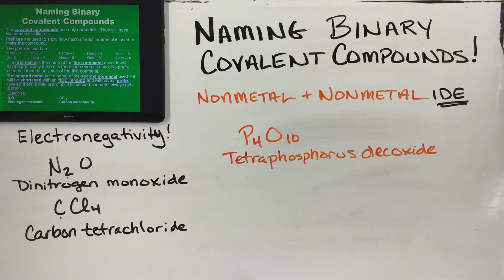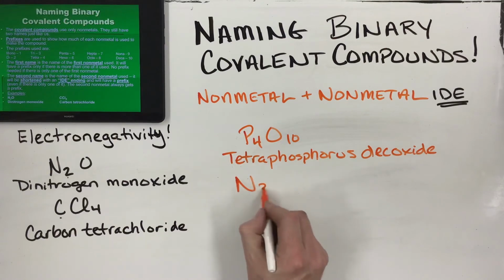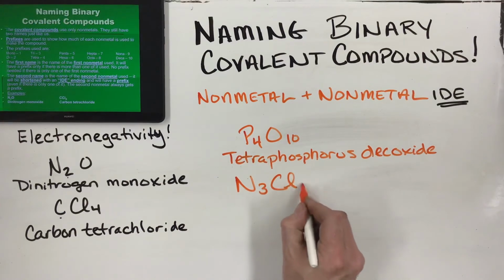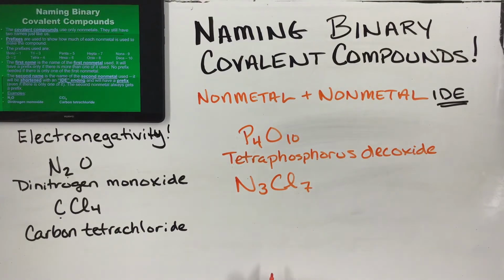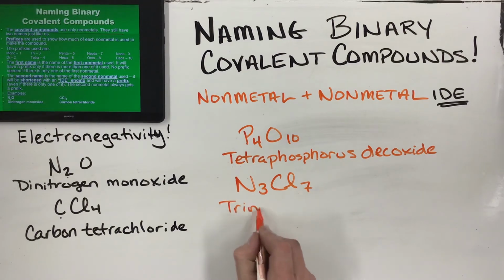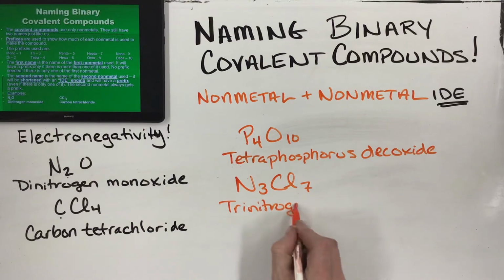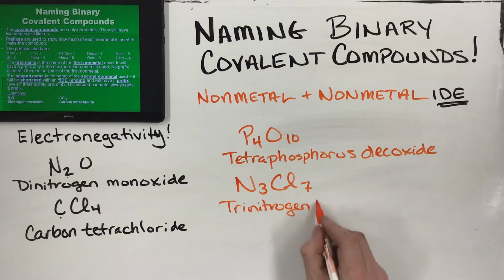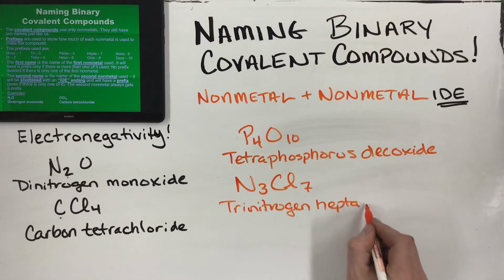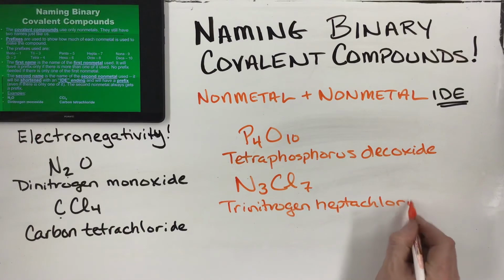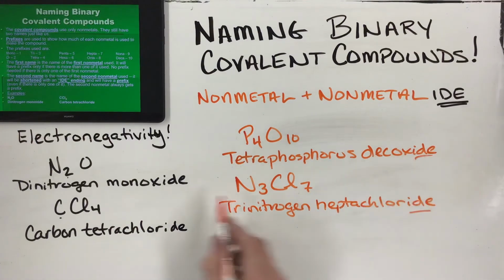All right? And we can do another one here. Let's do N3Cl7. 3 is trinitrogen, and 7 is heptachloride. That ide ending keeps showing up at the end, and that's the proper way.